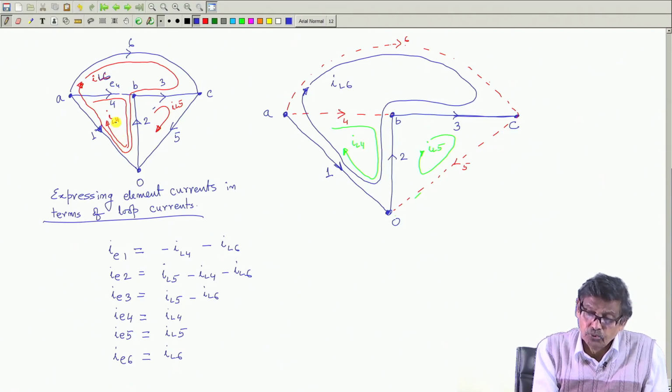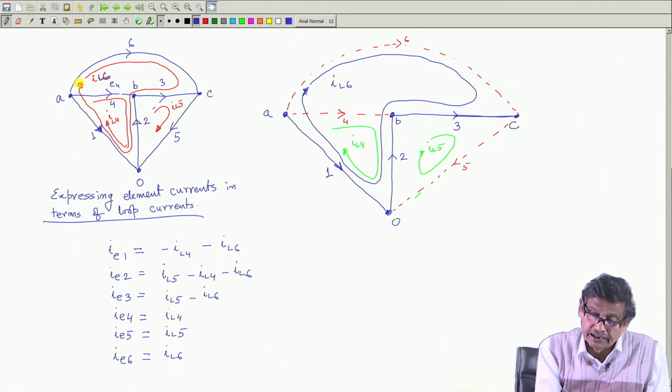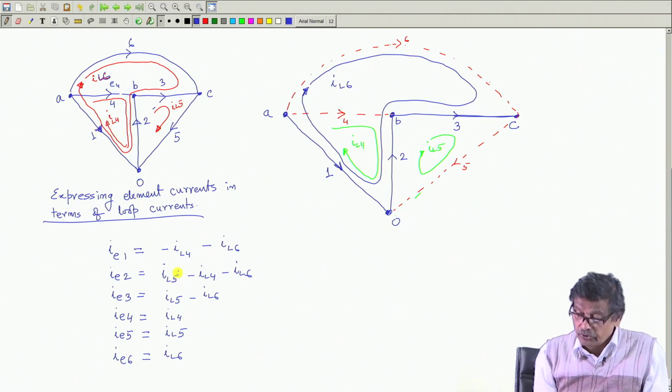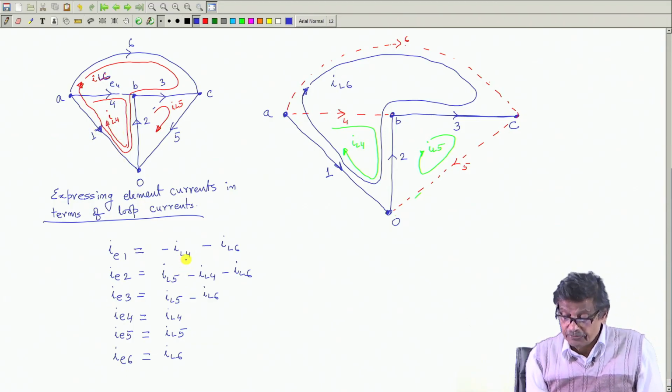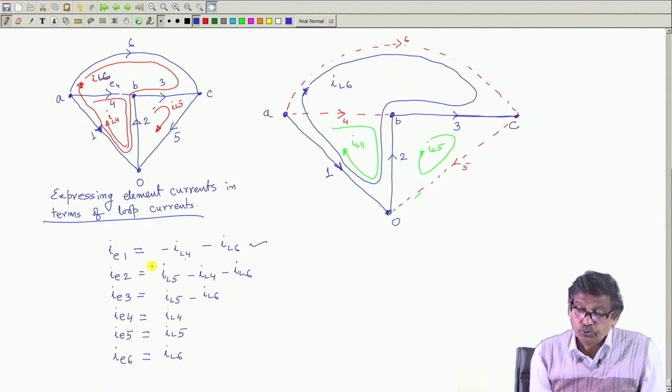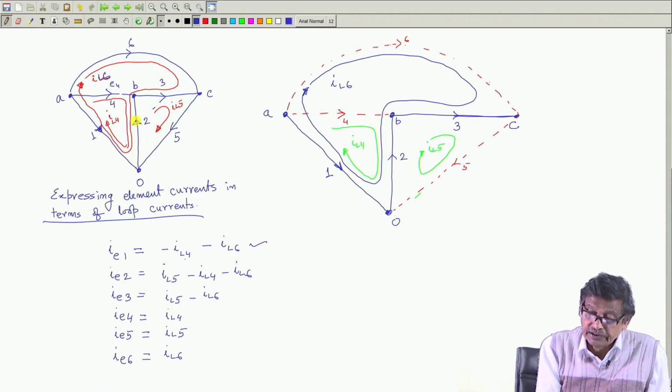I find two loop currents are present, IL4 and IL6, but they are in the opposite direction of IE1. So, minus IL4 minus IL6. IE2 is this current, whose direction is already assumed this way. Which are the loop currents that will decide IE2? All the three are there vertically. So, this IL5 is flowing like this, na?